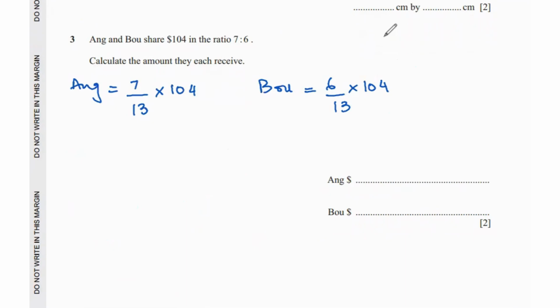The first step is to create the fraction from the given ratio. The denominator is always the sum of the values in the ratio, and the numerator is the number assigned to the specific person. So for Ang, it was 7, so 7 divided by 13, and for Bo, it was 6 out of 13. Once we have the fractions, we multiply them by the given amount that is being shared among the people so that you can find their respective shares. So for Ang, it's going to be $56, and for Bo, it's going to be $48.